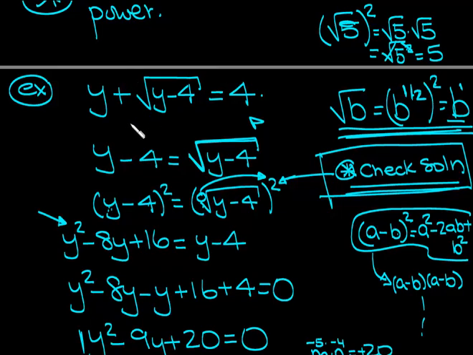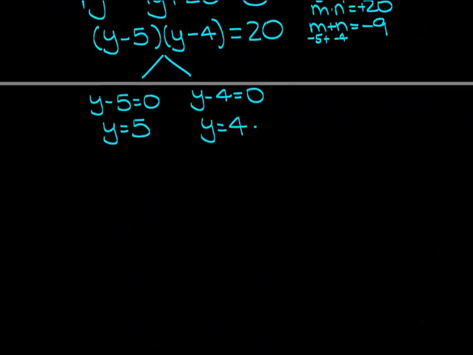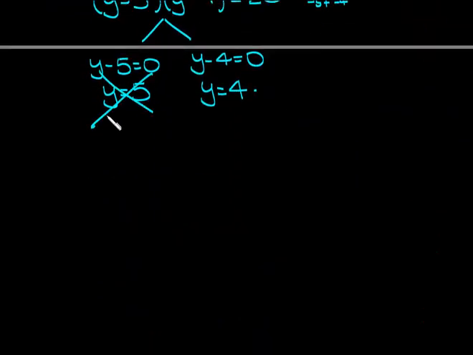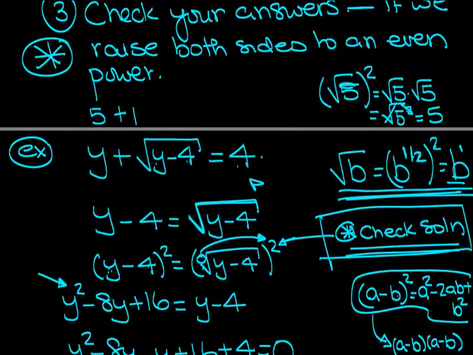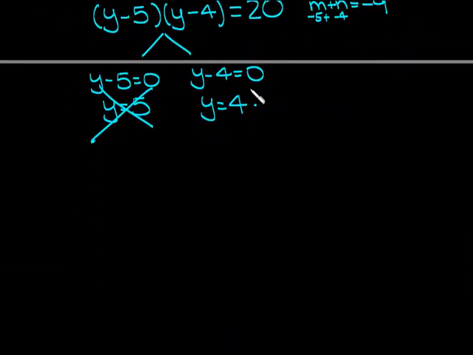When y is 5, what do we get? We get 5 plus, 5 minus 1 is 1, square root of 1 is 1. 5 plus 1 is 6. Is that equal to 4? No. That tells me right away that y is equal to 5 does not work. How about y is equal to 4? Let's check that. Y is 4 plus, we get 4 minus 4 is 0, square root of 0 is just 0. Is 4 plus 0 equal to 4? Sure it is. So in this case, the answer is y is equal to 4.